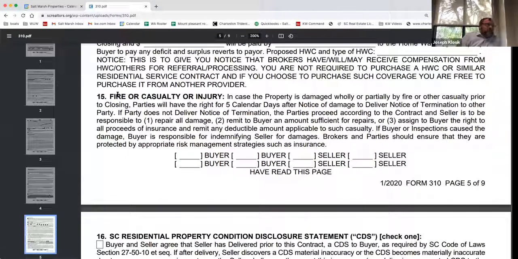Paragraph 15 basically says if anything happens to the property, fire, hurricane, anything that it is, you can basically repair all the damage and sell it. You can remit to the buyer the amount sufficient for repairs, or assign to the buyer the right to all proceeds of insurance for that. If none of those work out, it can be canceled with no penalty to the buyer.